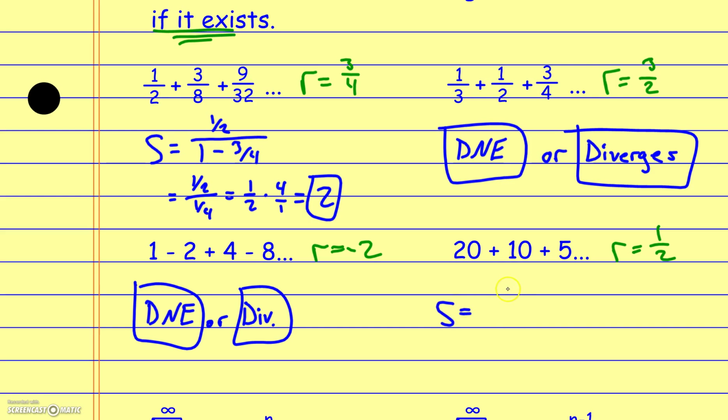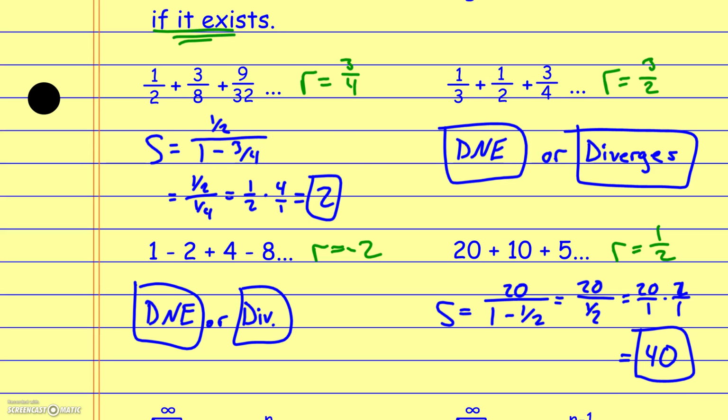S equals A sub 1, which is the 20. That's the first term, over 1 minus R, which is the 1/2. So that's 20 over 1 minus 1/2 is a 1/2. And now dividing by a fraction is the same as multiplying by the reciprocal, which is a 2 over 1, which gives me a 40. Okay, so I have an infinite number of numbers added together and it equals 40.